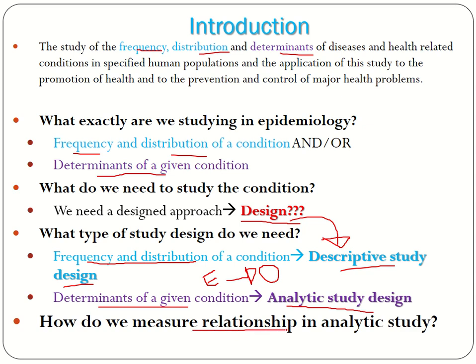So analytic study design looks at the presence of relationship between exposure and outcome. How do we measure relationship? That means we need some sort of measurement ways. So in general, in epidemiology, these are called measures of association. The way we are going to measure the presence of relationship between an exposure variable and an outcome variable in analytic study designs are called measures of association. So let's see what measures of association are.